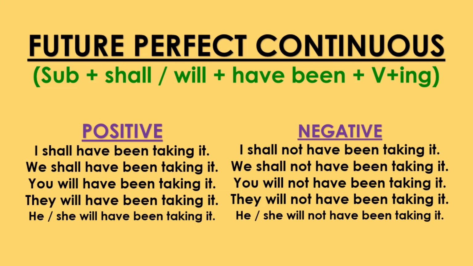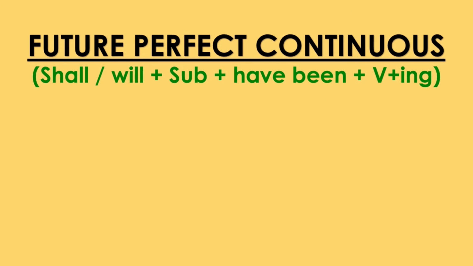Now let us see how we frame questions in future perfect continuous tense. Once again, because these are questions, the auxiliary verbs should be in the beginning. Then will come the subject, followed by have been, followed by the ing form of the verb. Look at these examples.